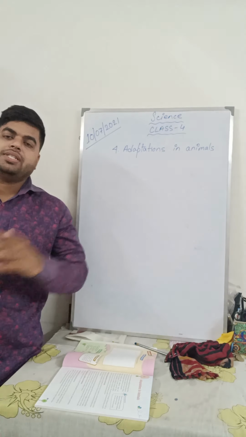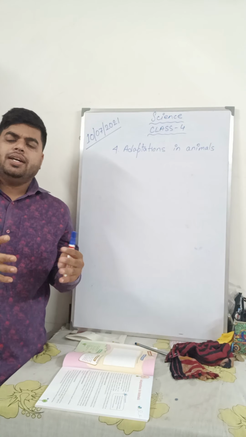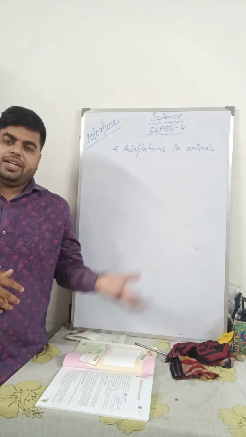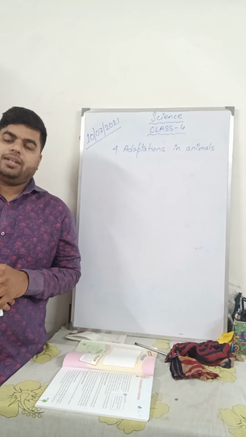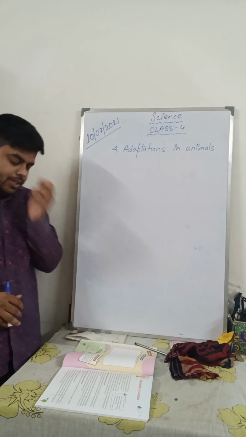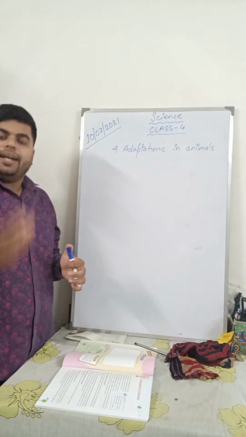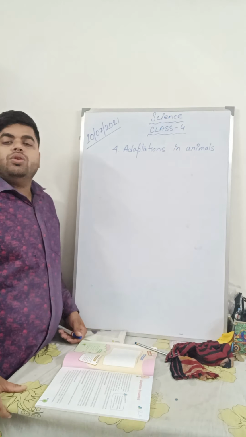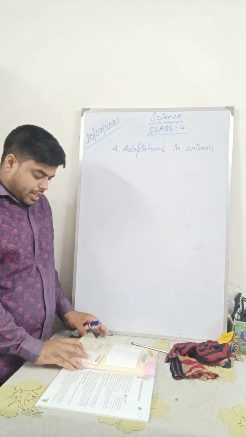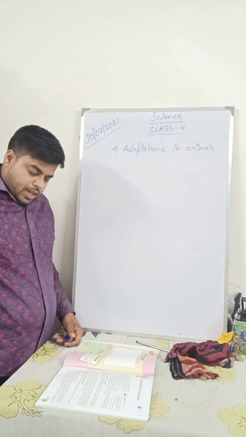Different habitats, meaning different places, need different adaptations to be made so that animals, trees, plants, and human beings can survive. So let us read about adaptation of terrestrial animals, meaning adaptation of land animals. What do they adapt? How do they adjust themselves so that they can survive in that particular area?